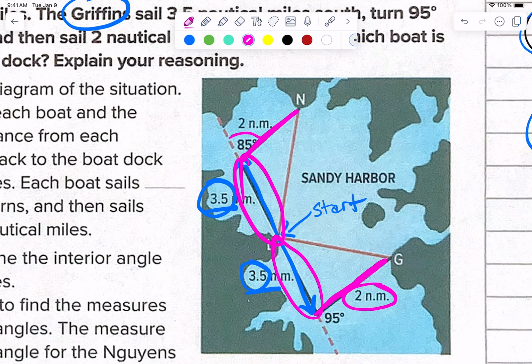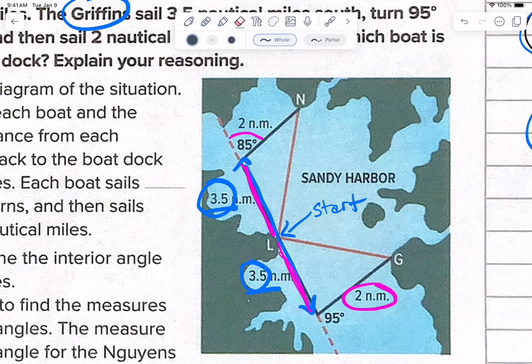So the important part is 3.5, 3.5, those match, 2 and 2 matches. They want to know, according to the information that they've given us, who is farther away.